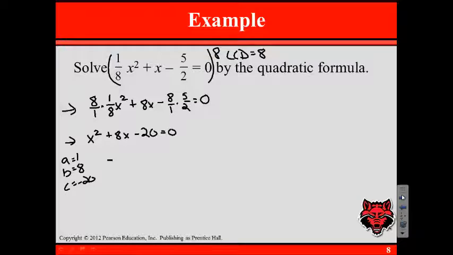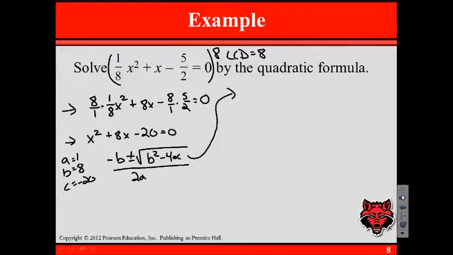We take those values and plug them into the quadratic formula. Negative b plus or minus the square root of b squared minus 4ac all over 2a. So let's plug in and see what we get. Negative b, so negative 8 plus or minus the square root of 8 squared minus 4 times a, which is 1, times c, which is negative 20, all divided by 2 times 1.